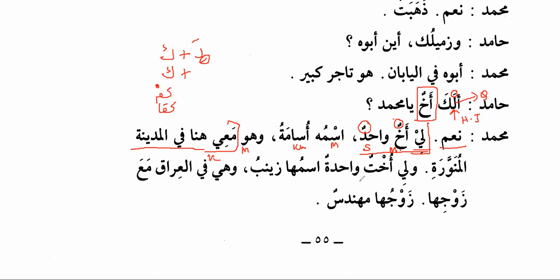Wa li, again the same type of sentence, shibu jumla. Khabar muqaddam means early khabar, late mubtada, ukhtun wahidatun. Here is akh and here is ukht. This is feminine, this is male. Ismuha Zainabu. Ismuhu for male, ismuha for female, Zainab. Wahiya fil iraqi. Mubtada, this whole is our khabar. And Iraqi ma zawjiha. Zawj means husband. Due to harf jar, we have a kasra here. She is with her husband. Where? In Iraq. Zawjiha, her husband. Zawjuha. Now this is another sentence after a full stop. So this is mubtada, and zawjuha, her husband, is muhandisun, khabar. Engineer.